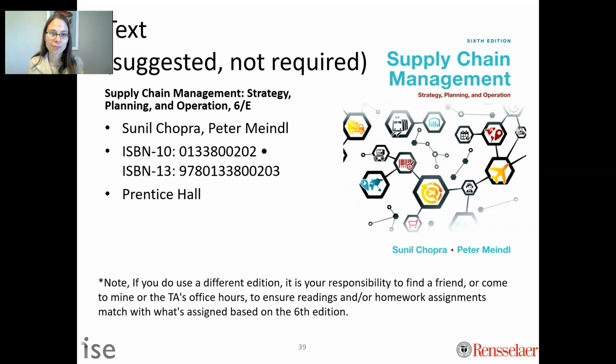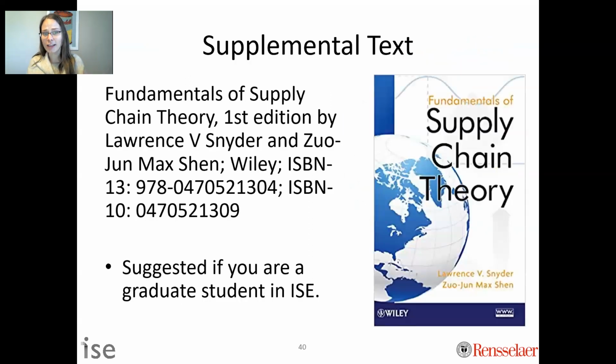It is suggested. If you are a graduate student and you are interested in more theoretical things, also if you maybe are interested in research in this area, this again is a suggested textbook, not required, but it is much more theoretical and gets into some more details, proofs about things. And so it's an excellent textbook, again, supplemental, not required.